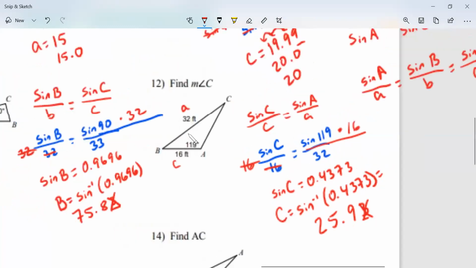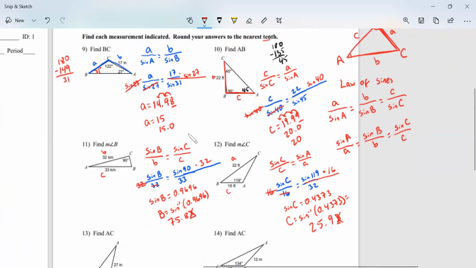The law of sines is not that hard, right? And I'm always going to use the law of sines whenever I know a side and the opposite angle. Notice how for question number 9, I knew angle B and side B.